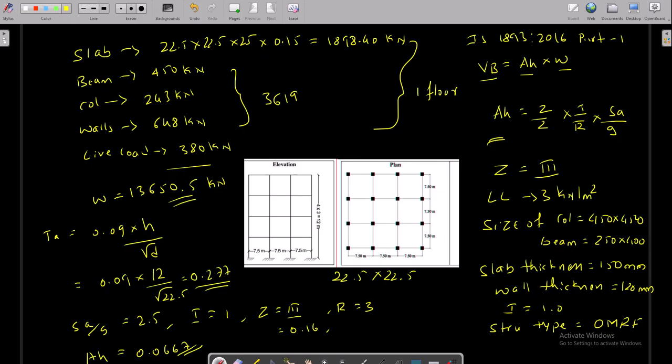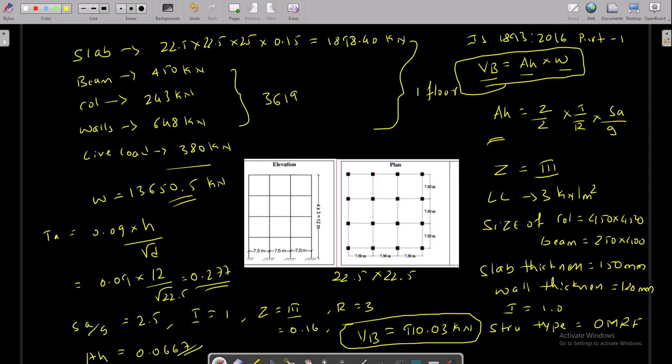So this is the value we need to get in the software for Ah, and this is the value we need to get in the software for seismic weight. Once we get the seismic weight, horizontal acceleration and the time period correctly, we are able to calculate the base shear, right. Once we know the base shear, we can calculate the distribution of this base shear throughout the floor levels. So VB comes out to be 910.03 kilonewton. So this is the total base shear of the structure, right?